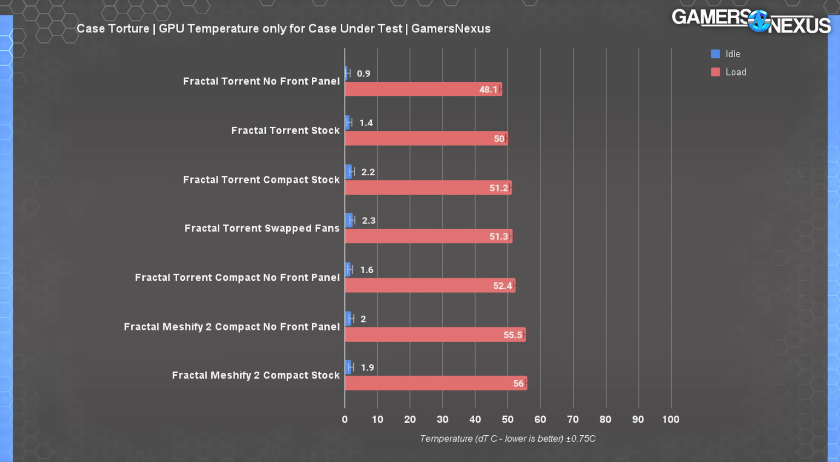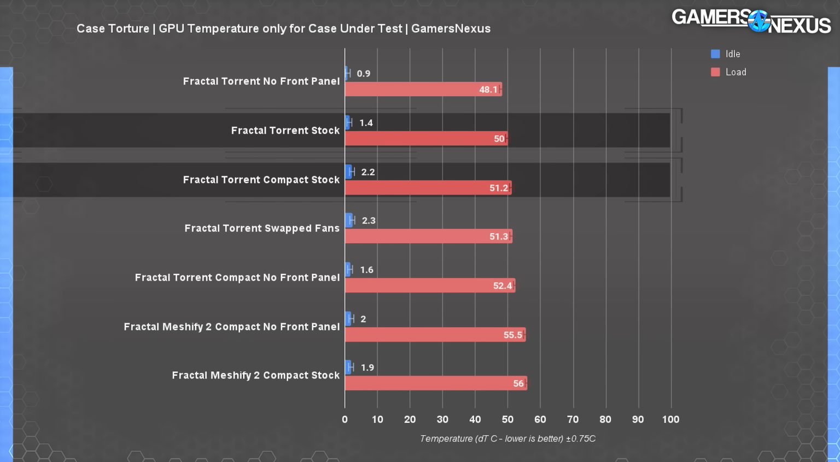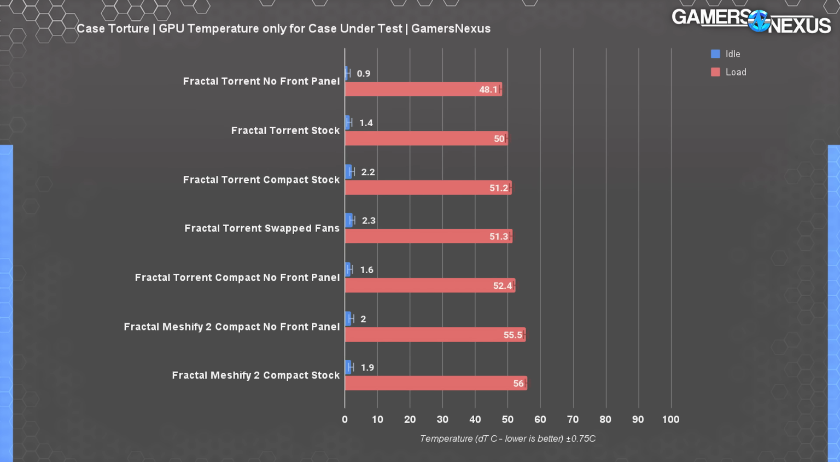GPU temperature in the same torture test averaged 51 degrees, slightly higher than the big Torrent's 50 degree average, so within variance really here. Fractal has done a good job though of keeping the case floor breathable and lifted above the table surface, which helps keep GPU thermals under control even when fans aren't mounted in the bottom slots.